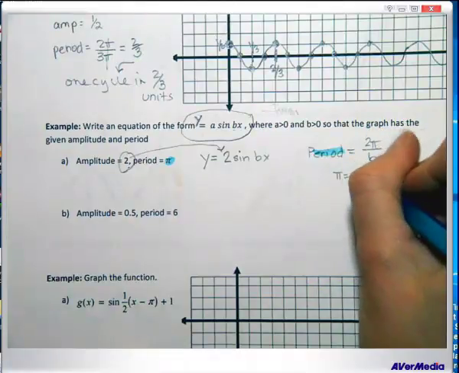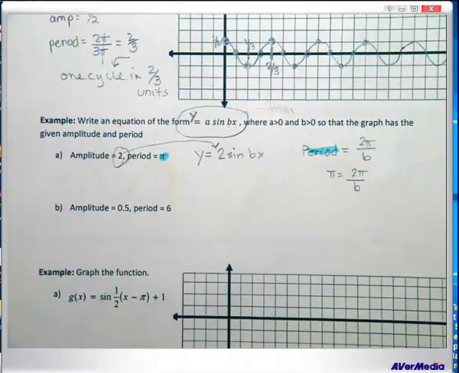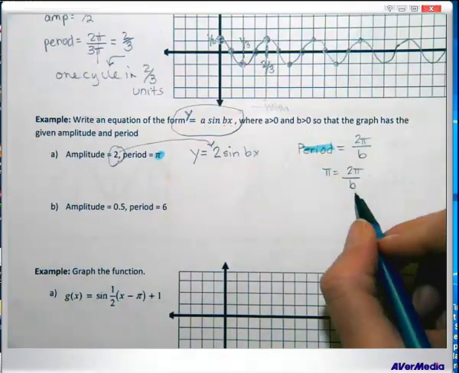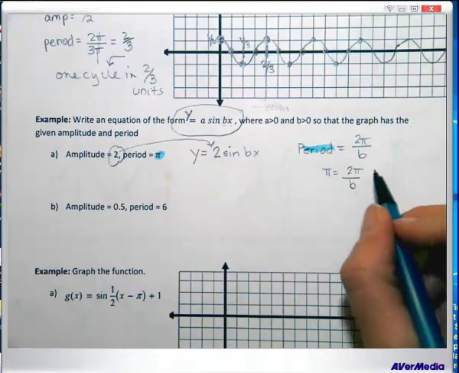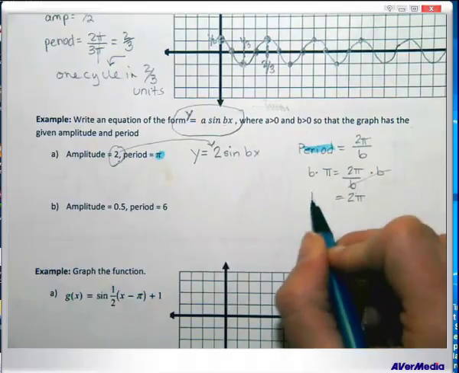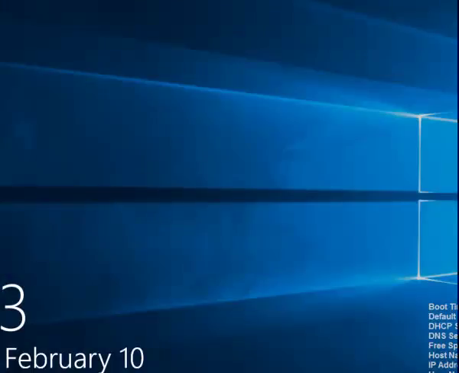Pi equals 2 pi over b. And then I'm going to solve for b. Or think about it in your head: 2 pi divided by what is pi? So b is 2. But if it wasn't that easy, you would multiply by b and then divide by pi to get your b alone. So b would equal 2 pi divided by pi, which is just 2. That's the math behind where it comes from. So y would equal 2 times sine of 2x for that problem.